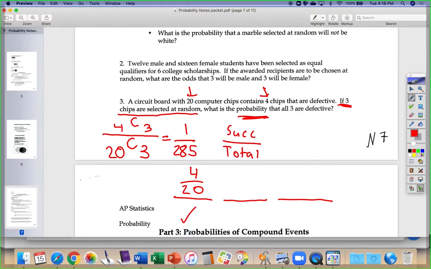Things are successes. How many chips are left on the board? 19 chips. How many of those 19 are defective? 3, because I only care about successes. And then after I do that twice, what happens if I go one more time? I have 2 defective chips out of 18 left on the board. Well, do I want each of these things to happen? Yeah, they all have to happen. So this and that, and, which means multiply.